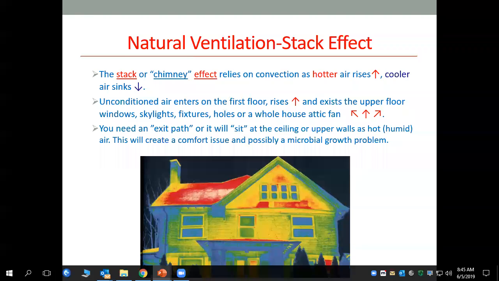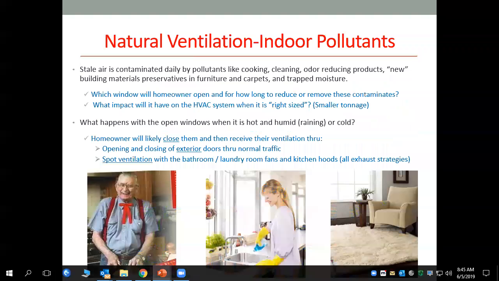The stack effect: unconditioned air entering on the first floor rises and exits the upper floor through windows, skylights, fixtures, holes, or even a whole house attic ventilation fan. You need an exit path, or it will sit at the ceiling or upper walls as hot, and depending on what region you're in, humid air. This will create a comfort issue and possibly a microbial growth problem. And that is a very nice way of saying mold.